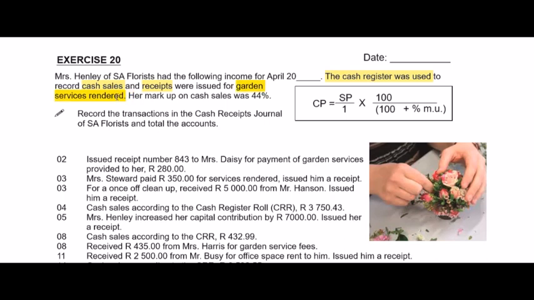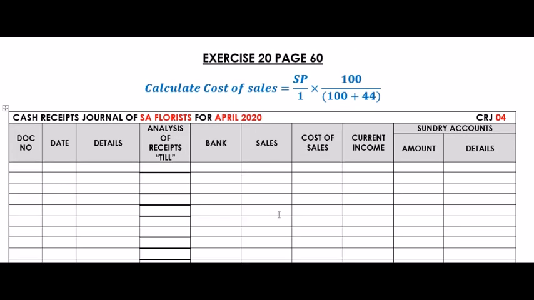So this business is one of those businesses that earns income from sales and earns income from services rendered, which will be recorded as current income. Then it says something that's very important. It says her markup on cash sales was 44%. Now, first things first, you have to give your cash receipts journal a heading. So it's the cash receipts journal of SA Florists for April 2020. And April is the fourth month of the year. That's why it's CRJ number 4.